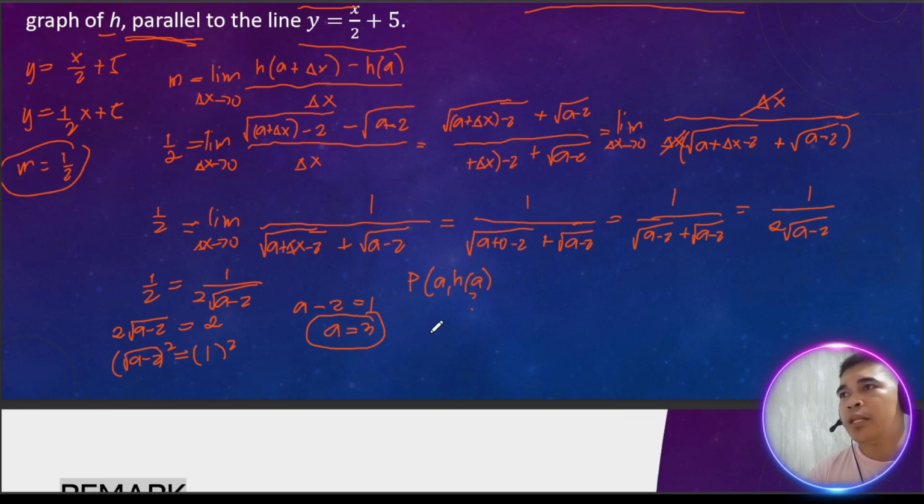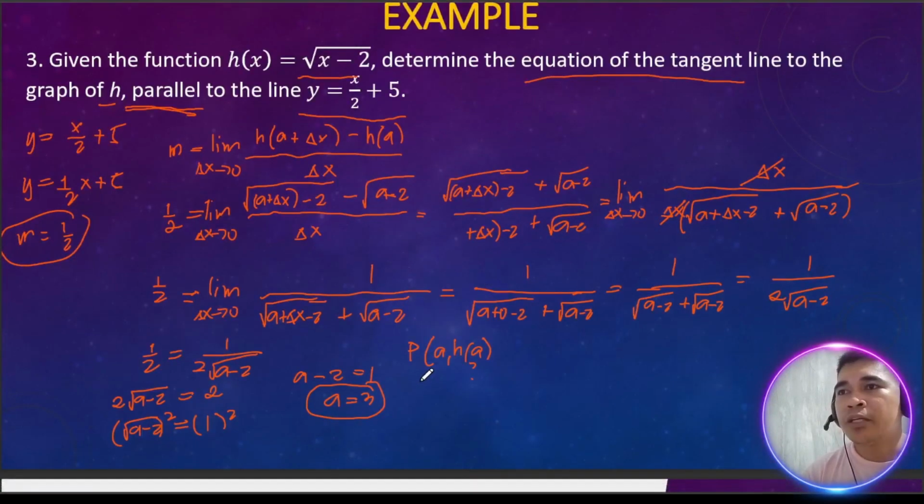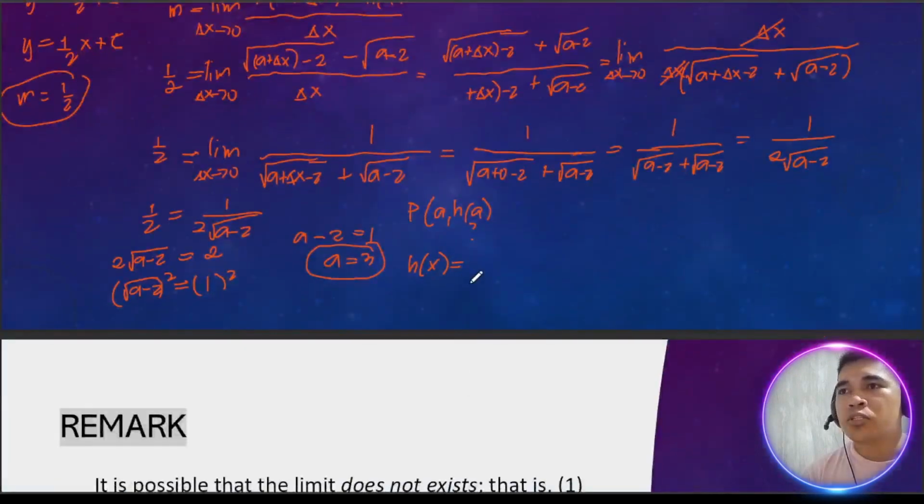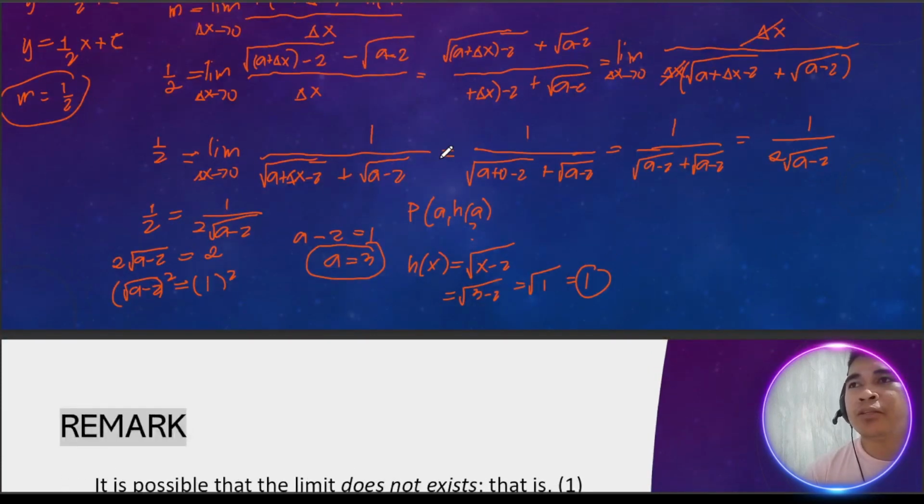So going back to our given, we have h of x equals square root of x minus 2. So our x now, or a, is 3. So we get square root of 3 minus 2. So the answer is square root of 1 equals 1. So with that, we now have the values of a and h of a. So this is 3 and this is 1.